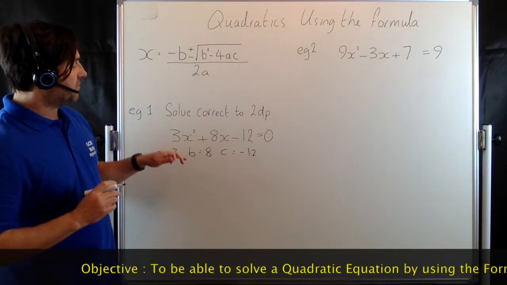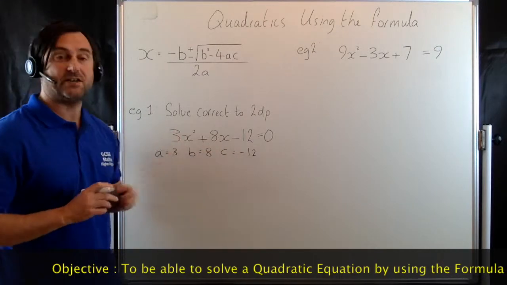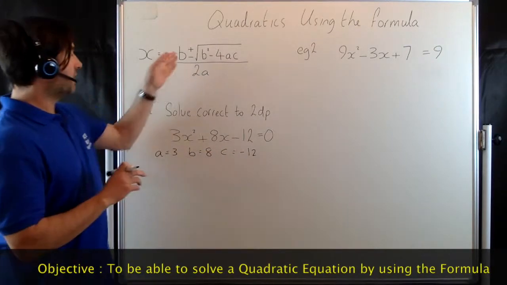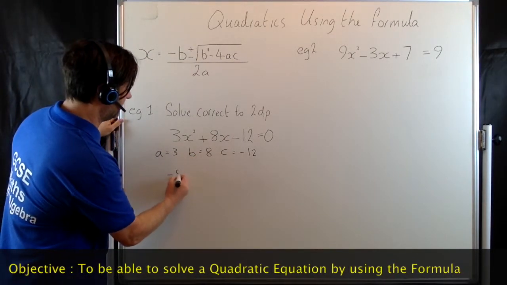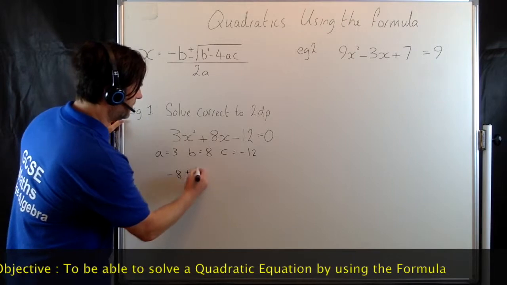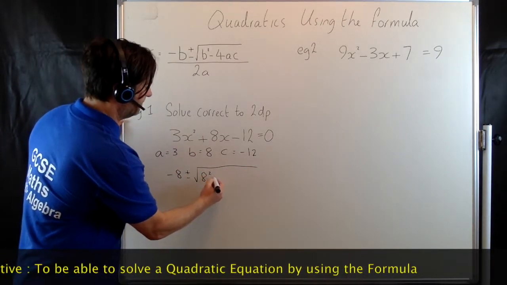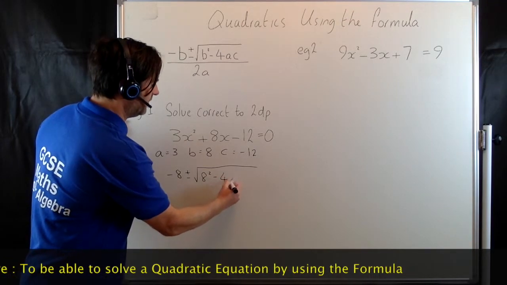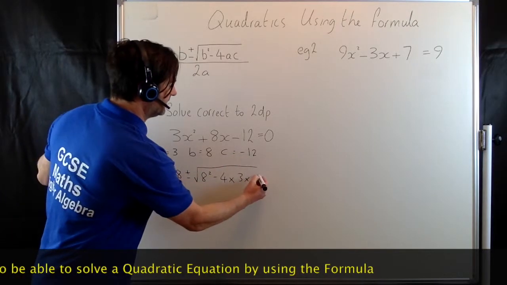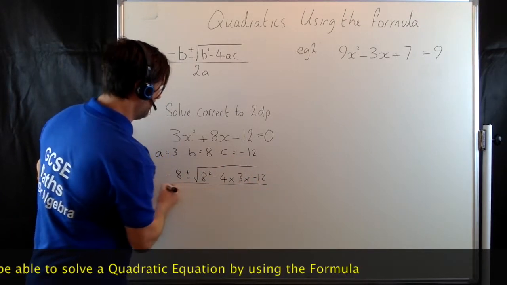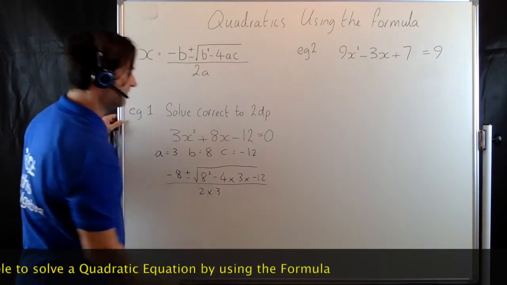Now what we've got to do is replace the letters in our formula with the values we've got in our specific equation. So if I go to the start here, minus B, well B is 8, so I write minus 8 plus or minus the square root of b squared, which is 8 squared, take away 4 times a, which is 3, times c, which is negative 12. And that's all going to be divided by 2 times a, which is 3.